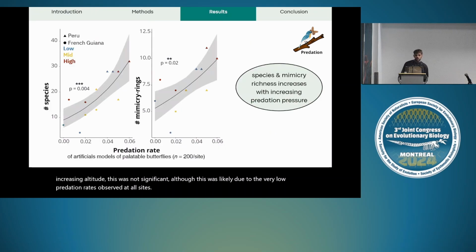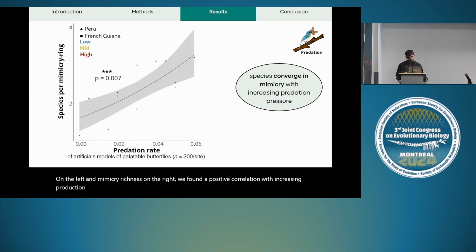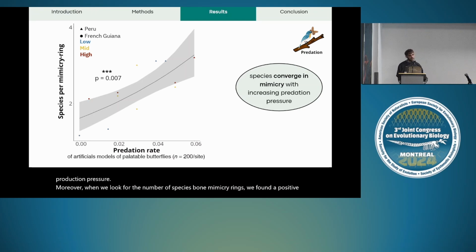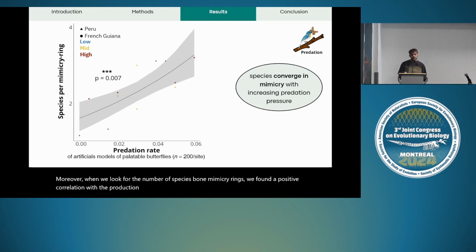However, when compared to both species richness on the left and mimicry richness on the right, we found a positive correlation with increasing predation pressure. Moreover, when we look at the number of species per mimicry ring, we found a positive correlation with the predation rates, which suggests greater convergence in mimicry with increasing predation pressure. Hence, mutualistic interactions may be positively affecting species richness.